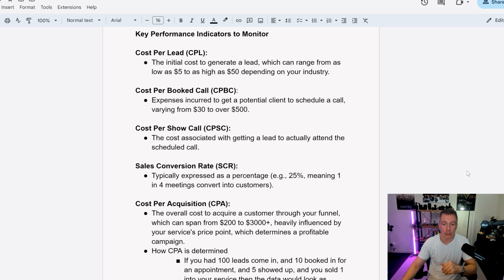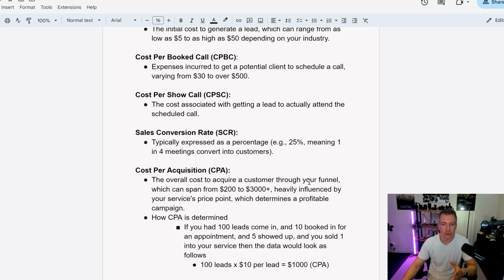So having all these run down, leads coming in, they're booked on the calendar, they show up, you convert them, there now is your cost per acquisition. So let's just say the overall cost to acquire a customer through your funnel can span from $200 all the way to $3,000 to acquire a customer. It's heavily influenced by your service price point, and it also determines the profitability of your campaign. You can pay $3,000 a client and be highly profitable. You can pay $200 and have a losing business.